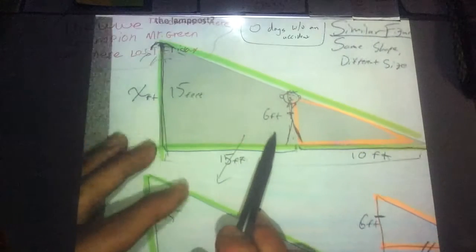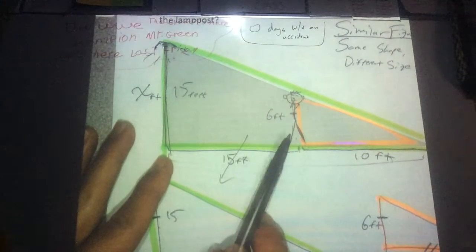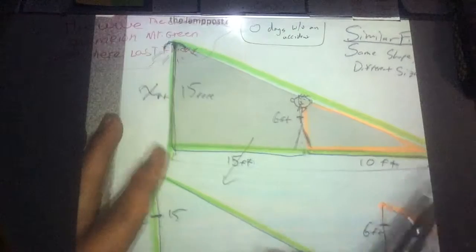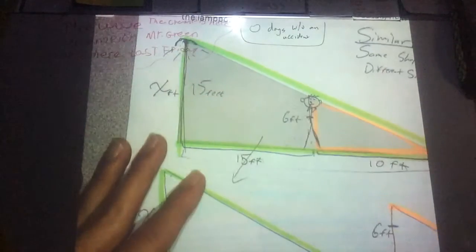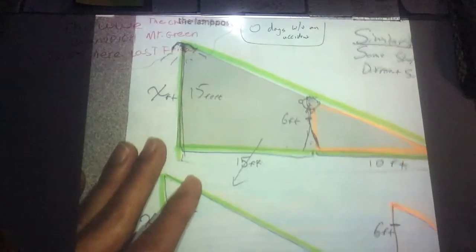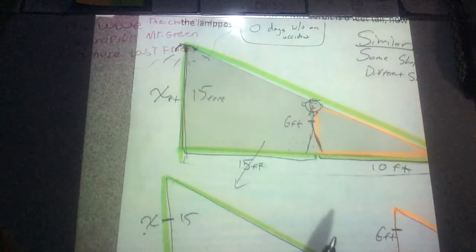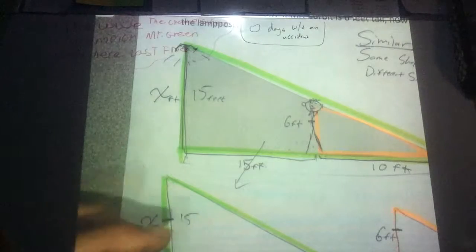So this is actually how you can measure mountains. I mean, let's say I didn't have a ladder or anything. We can use geometry such as this to solve for the distance of Mount Everest's height.